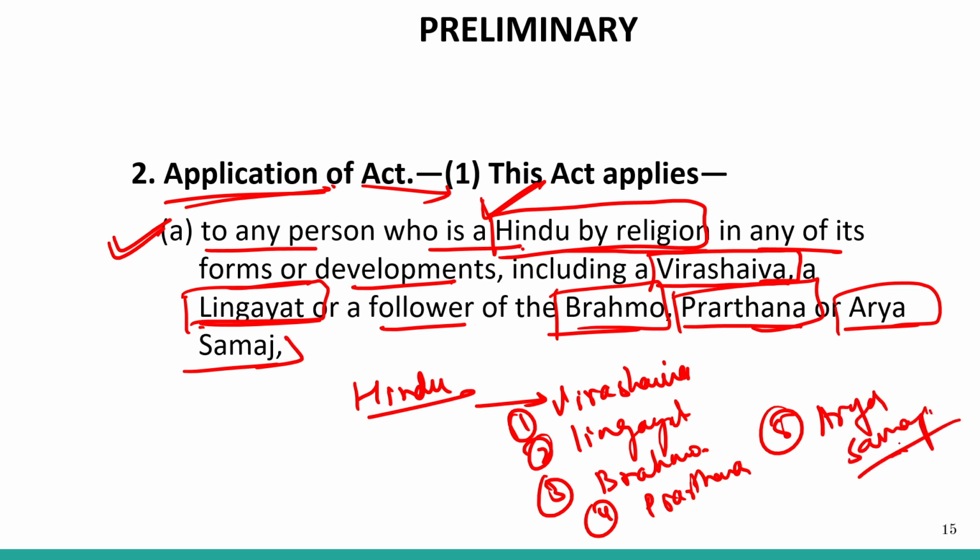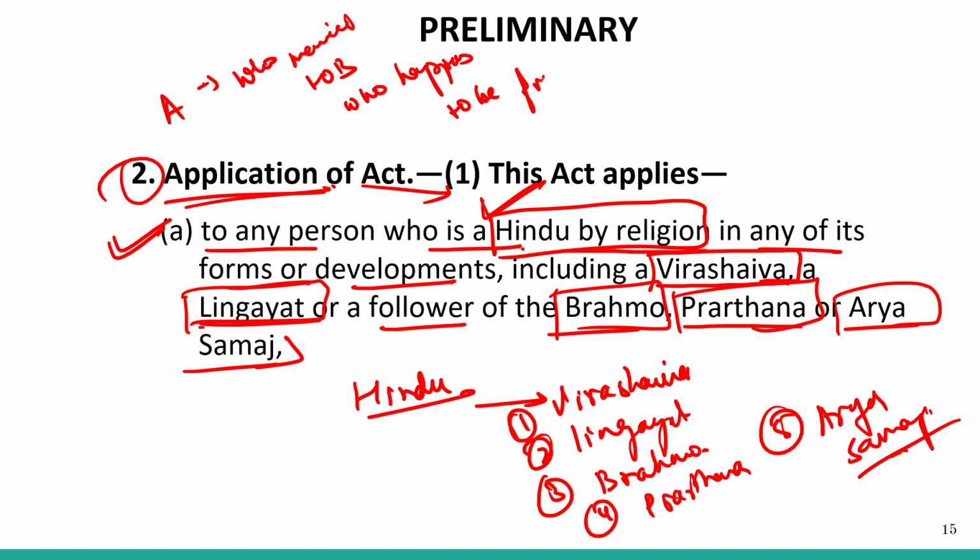Now, why am I telling you all this? How is it relevant for your CLAT preparation? Because once you get the question paper in your hand, the first thing they will mention, if there is a question regarding the application of this act, is that there is a person A who married B, who happens to be from a community belonging to Brahmo Samaj.